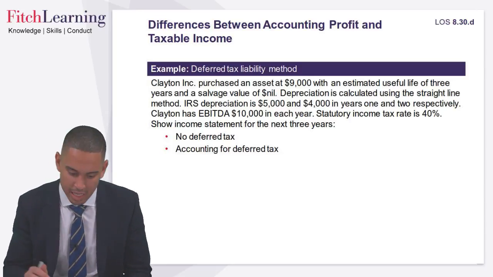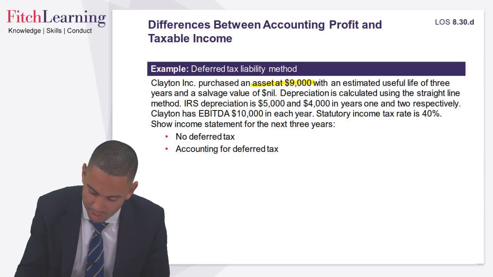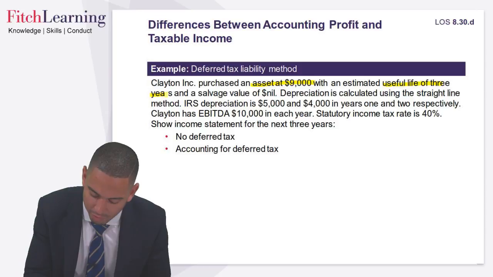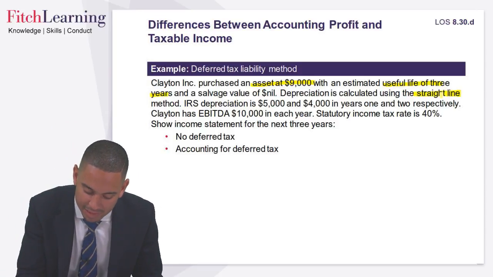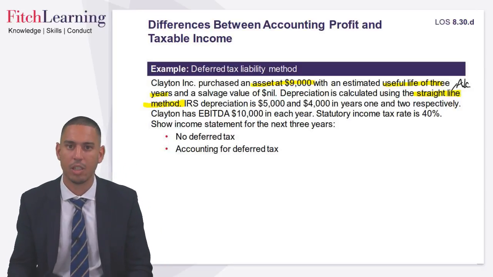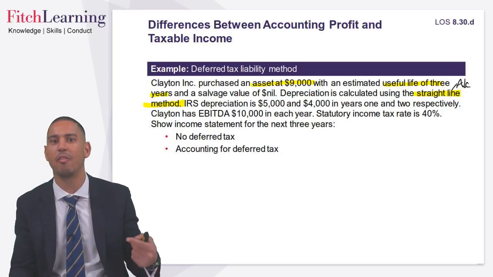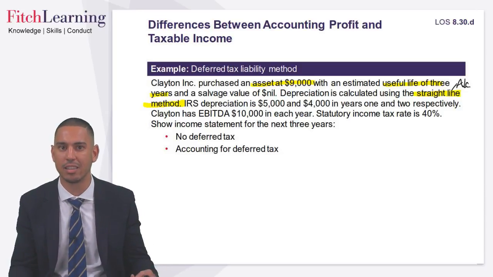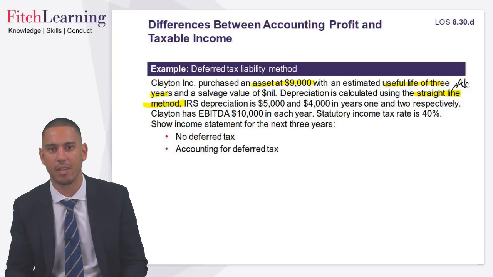So we've got a company that's bought an asset for $9,000 with an estimated useful life of 3 years, no salvage value. And they're going to depreciate it in their accounts using the straight line method, which means they're going to charge the same amount of depreciation in every one of the 3 years. They're going to charge depreciation of $3,000 every year.